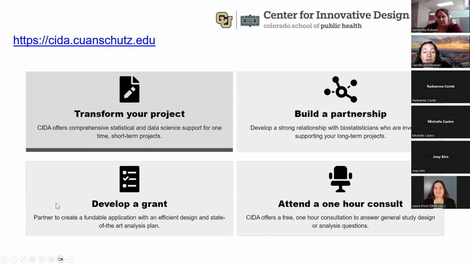If you are working on a grant, it's really important to have some quantitative expertise on a grant submission. We do require that you come at least 60 days before your internal deadline, and that you include statistical support in your grant budget. But other than that, we will help you develop your grant for free within those parameters.